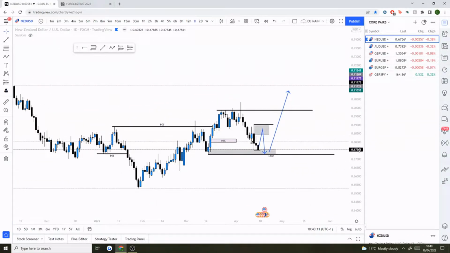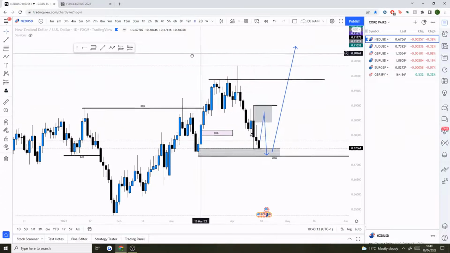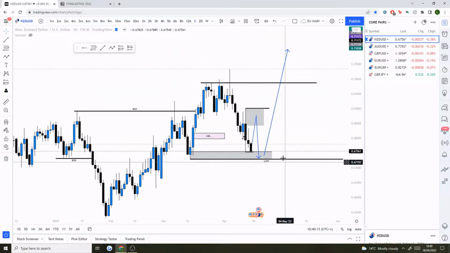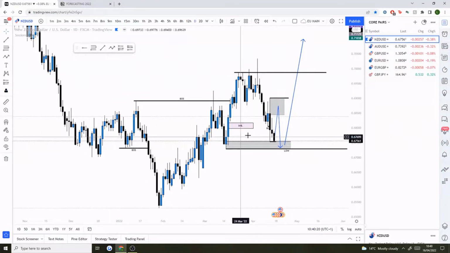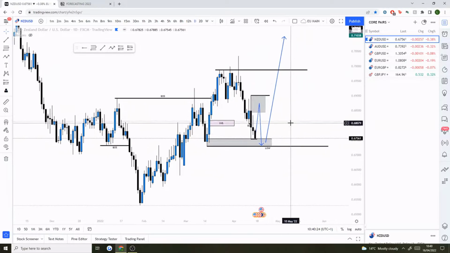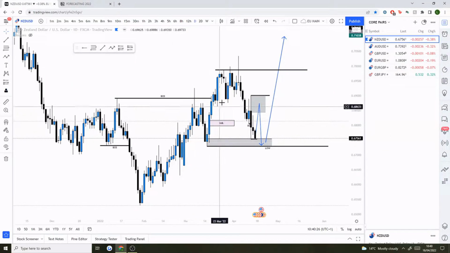Now, with that said, we do have to be conscious of what's going on on the lower time frames, since it's always a possibility that an order block doesn't get respected and that price does just continue through the order block. So let's take a look at the 4 hour as well.